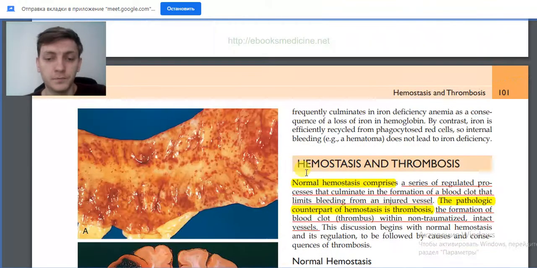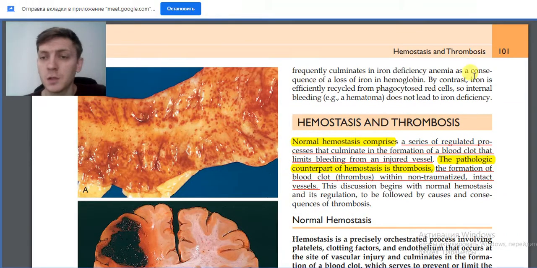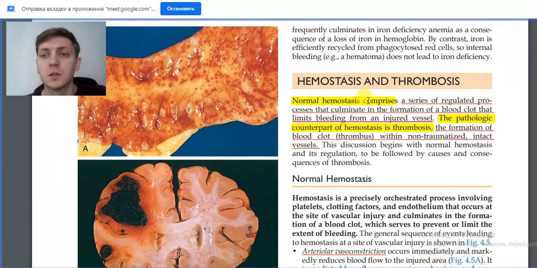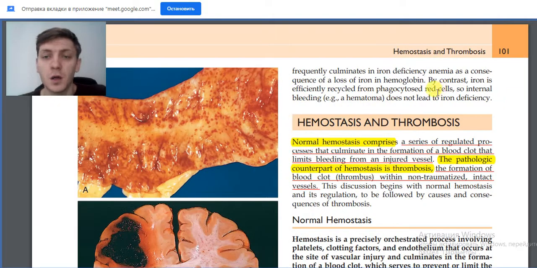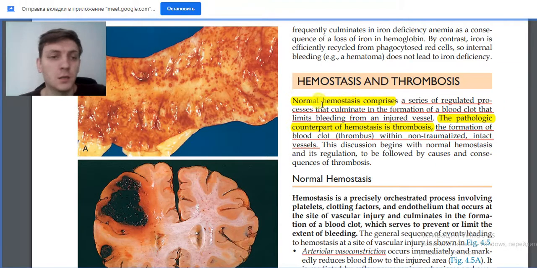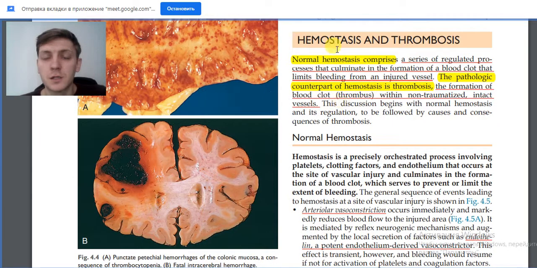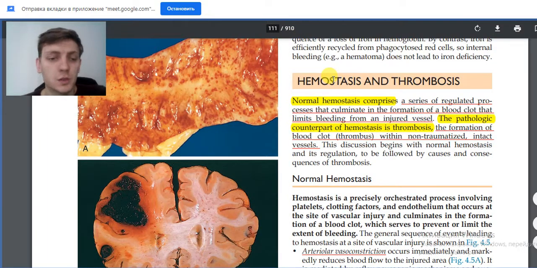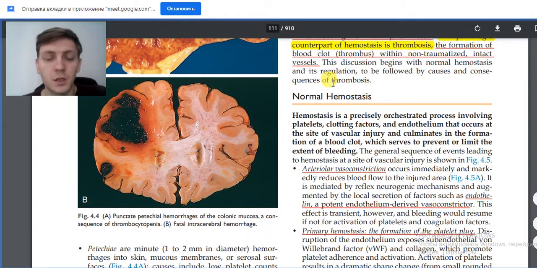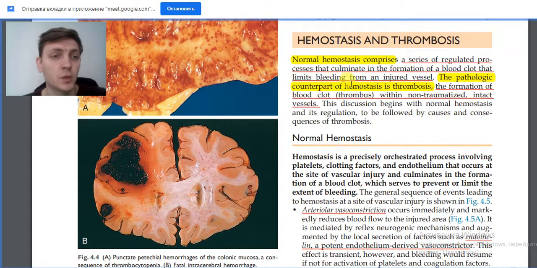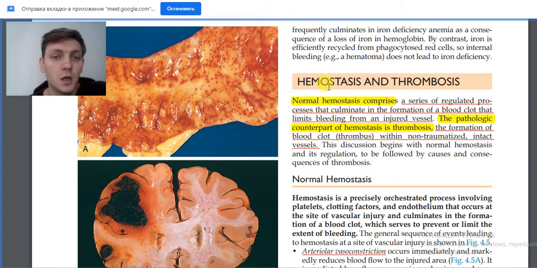Okay, that does not lead to iron deficiency. That's the point of the next lecture's discussion. The next lecture will start with hemostasis and thrombosis. So what is normal hemostasis? It will be a very tough topic. Today was an observational topic of congestion and hyperemia, and also thrombosis and hemorrhage. But in the next class, get ready for a much tougher explanation.